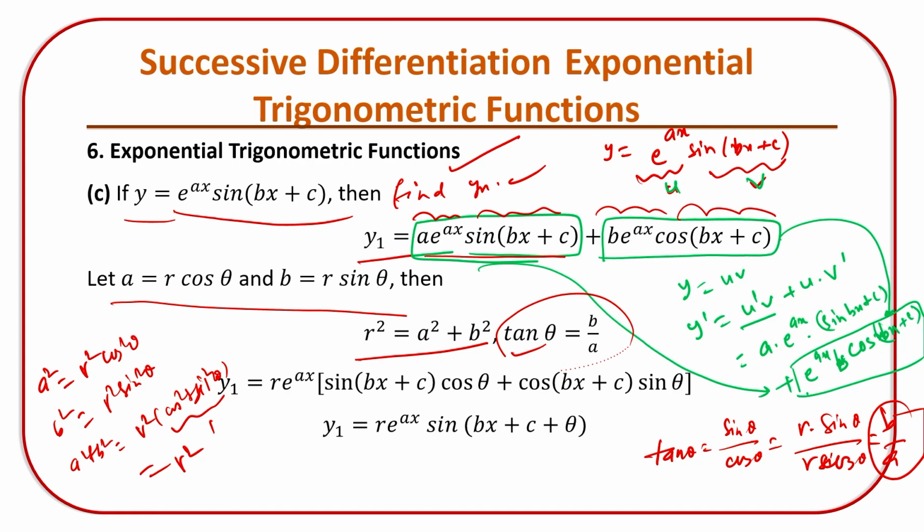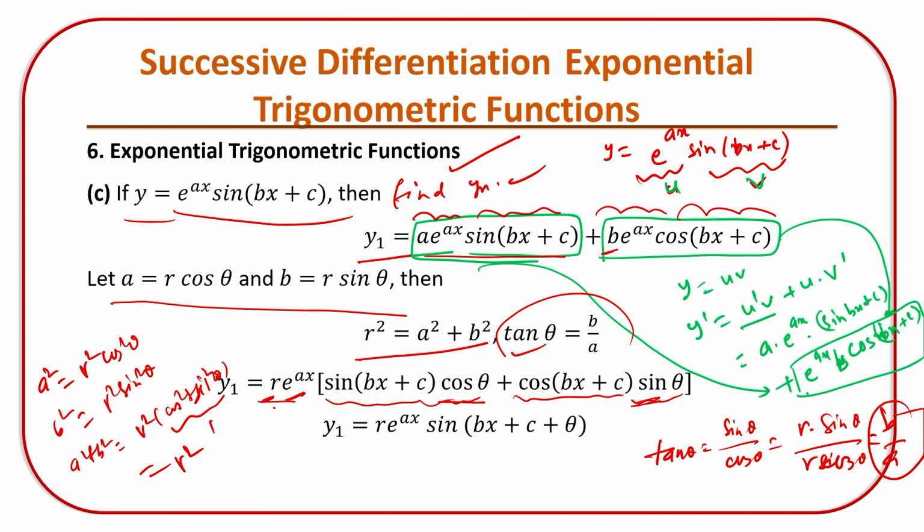Now use the same thing and convert this y1 in terms of r and theta. So here a becomes a equal to r cos theta. So r into cos theta, e power ax is the same one, sin bx plus c, and here b is equal to how much? b equal to r sin theta. So we have r and sin theta. Taking r as common and e power ax as common, we get sin bx plus c into cos theta and cos bx plus c into sin theta.